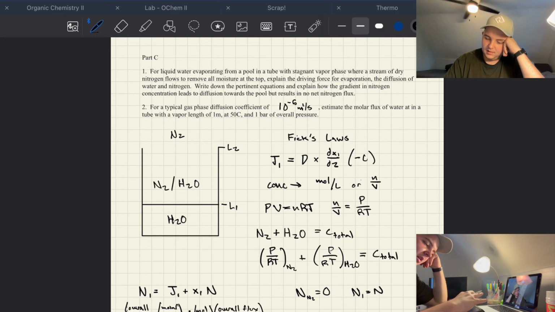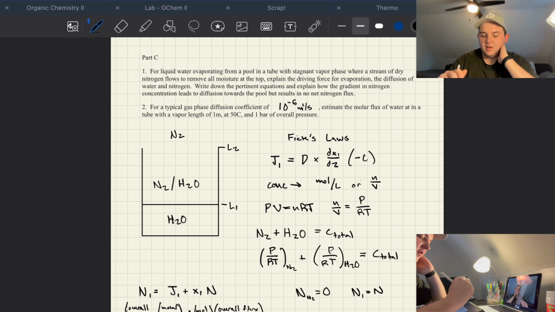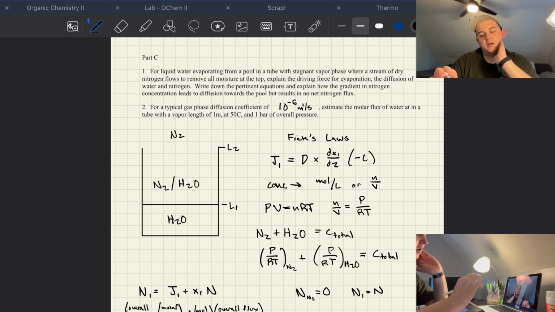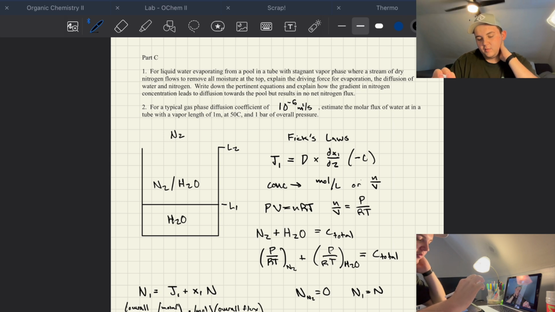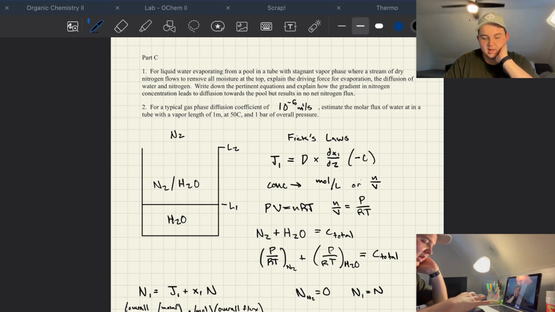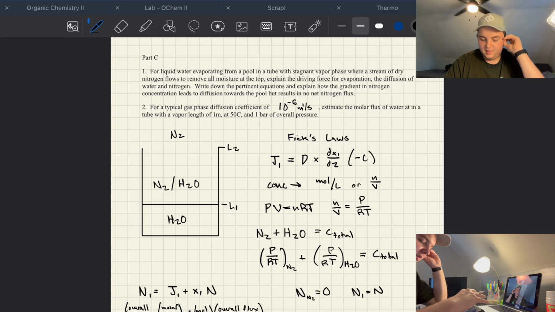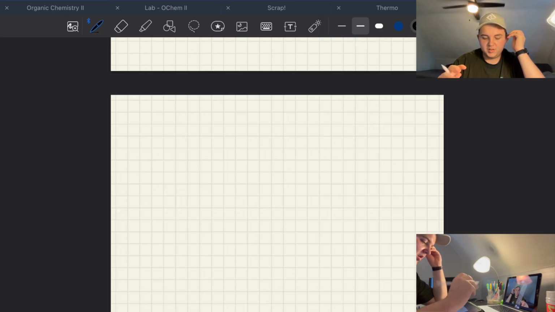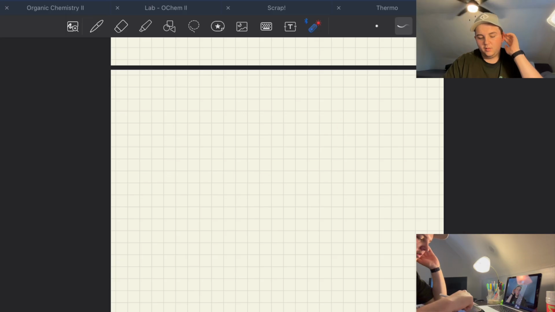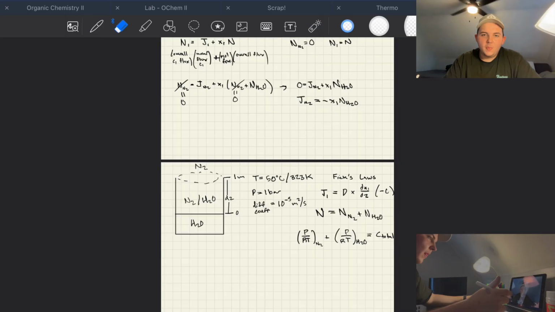So knowing these equations, we can start with question 2, which is: for a typical gas phase diffusion coefficient of 10⁻⁵ meters squared per second, estimate the molar flux of water in a tube with a vapor length of 1 meter at 50 degrees Celsius and 1 bar of overall pressure. So I'm going to draw a diagram right down here, and I will be back.